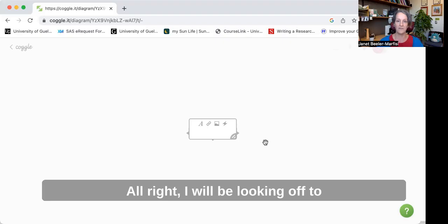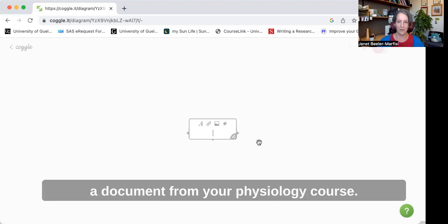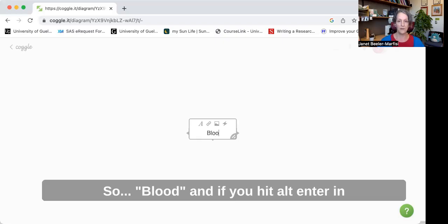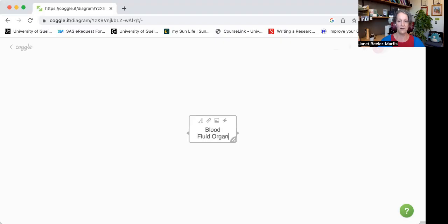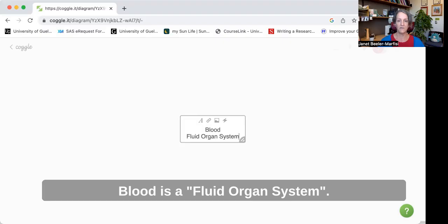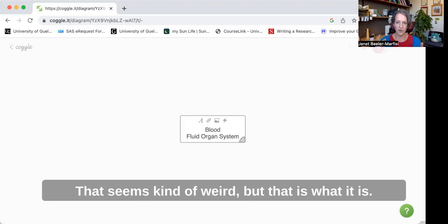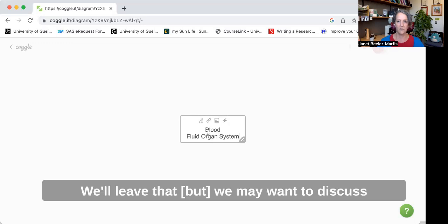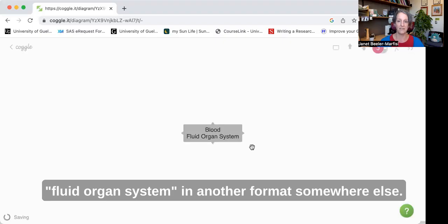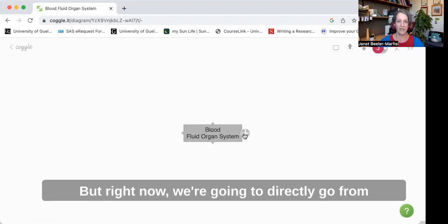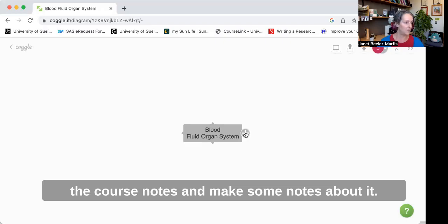All right, I will be looking off to the side here because that's where I have a document from your physiology course. So blood. And if you hit Alt-Enter in Coggle, that makes a new line. Fluid, organ. So blood is a fluid organ system. That seems kind of weird, but that is what it is. So we'll leave that. We may want to discuss fluid organ system in another format somewhere else. But right now we're going to directly go from the course notes and make some notes about it.